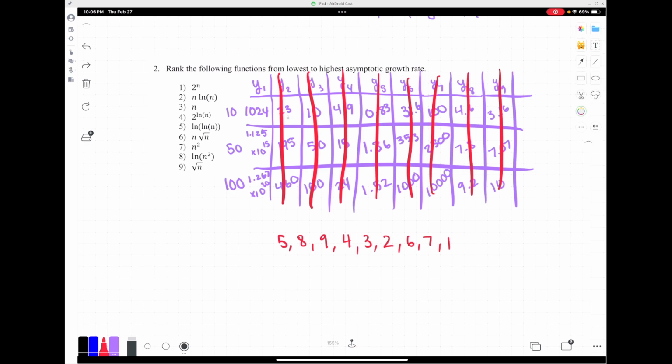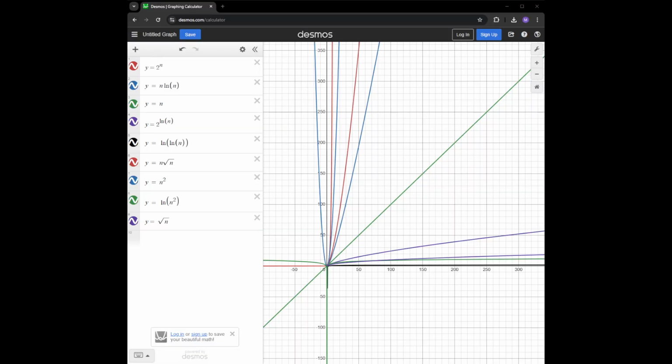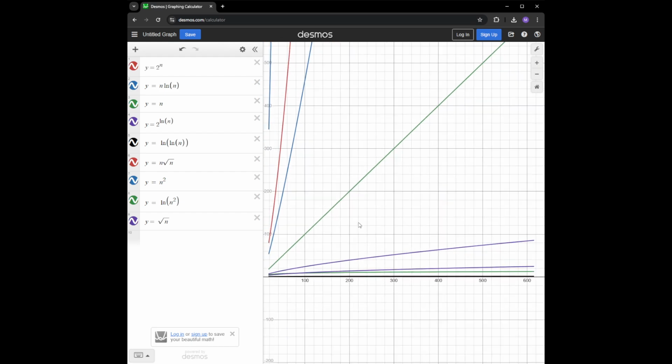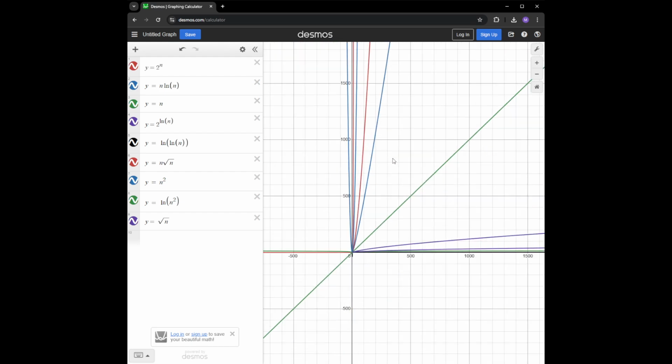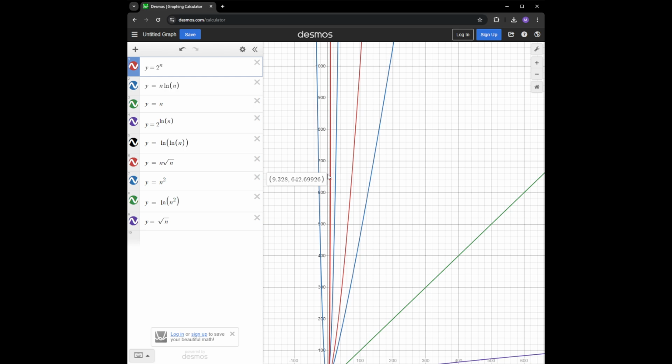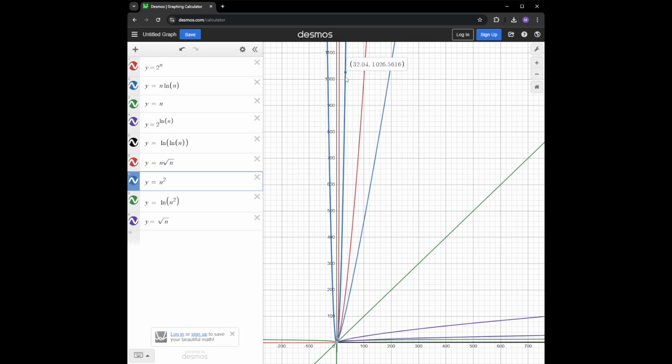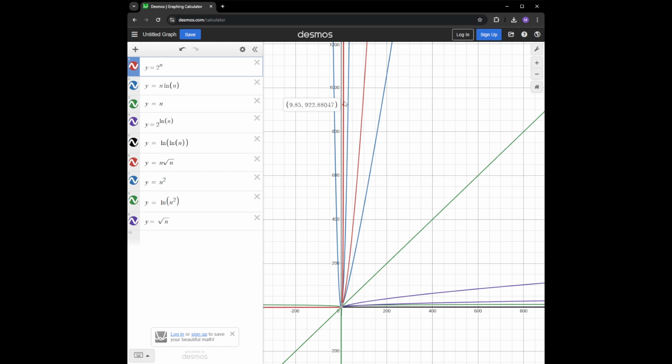I also want to show you what the graphs would look like. So I plugged it into Desmos, and you could just tell that this 2 to the n, which is the fastest one, just goes all the way up. And then there's n squared, which is number 7, the second fastest. You could tell that this one goes faster than the blue one.